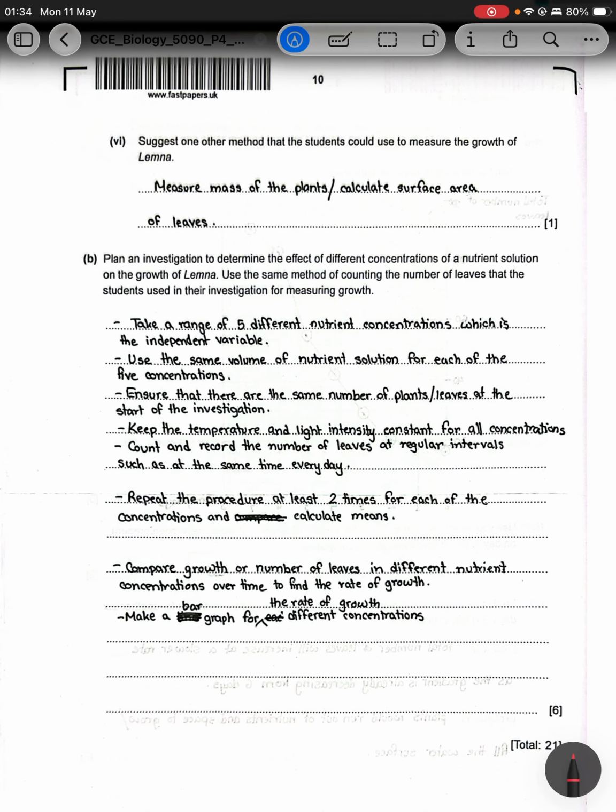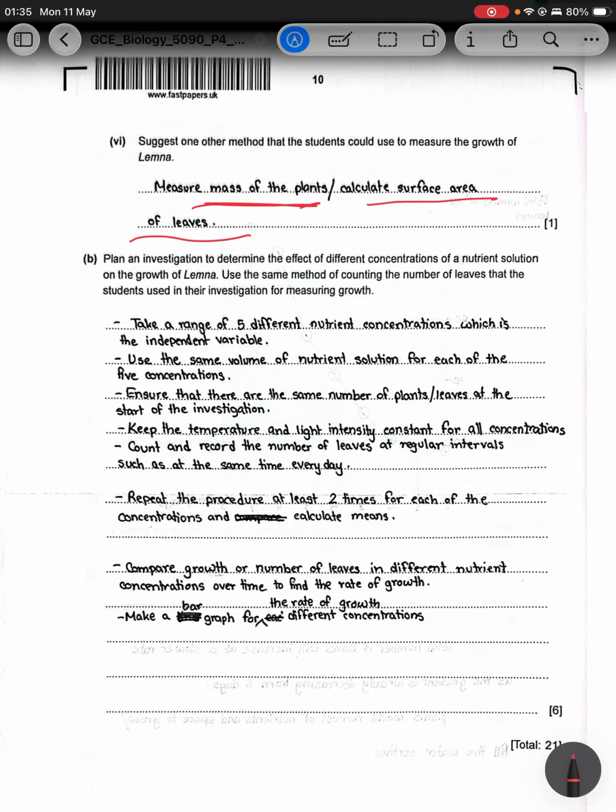Okay, so these are the last 2 questions. Suggest one other method that the student could use to measure the growth of Lemna. Since you're counting the leaves, you could use a different method, and you could measure the mass of the plants at the end, or you could calculate the surface area of leaves.